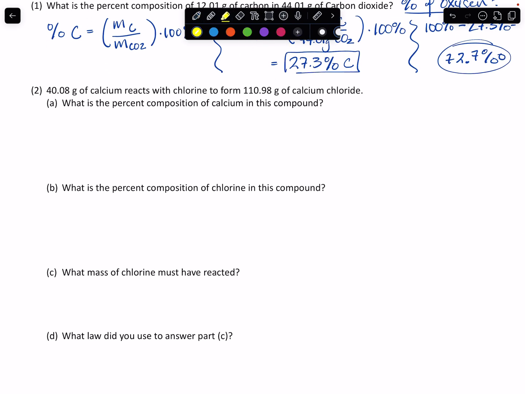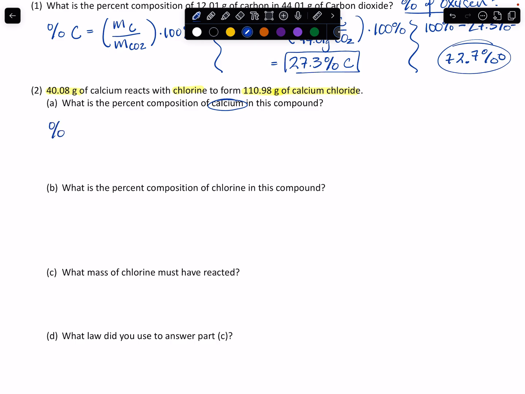All right, 40.08 grams of calcium reacts with chlorine to form 110.98 grams of calcium chloride, the compound. What is the percent composition of calcium in this compound? So we're going to start there.